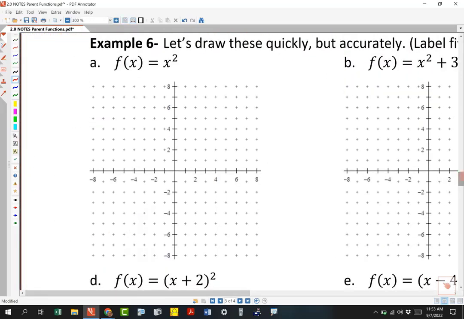That's the parent graph. I'm going to give you a 20-second head start. Go ahead and graph and label the 5 key points there. Make it look nice.